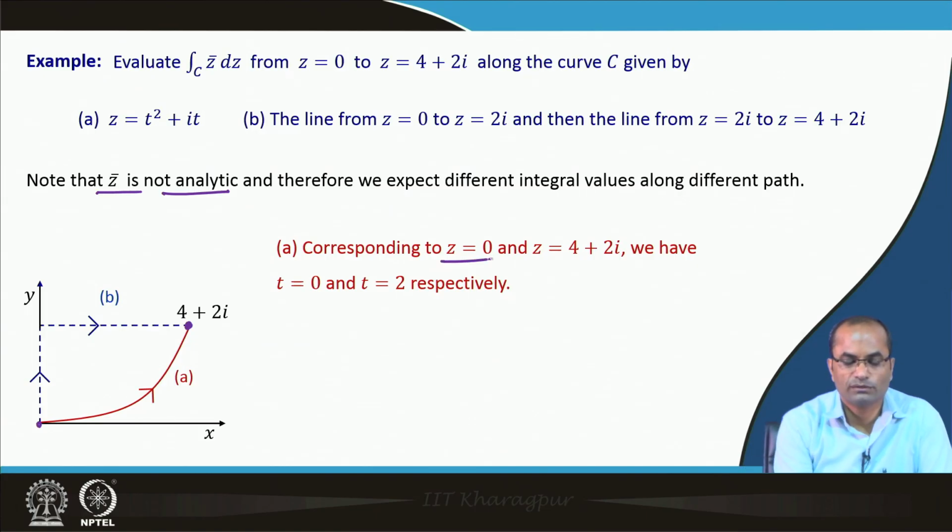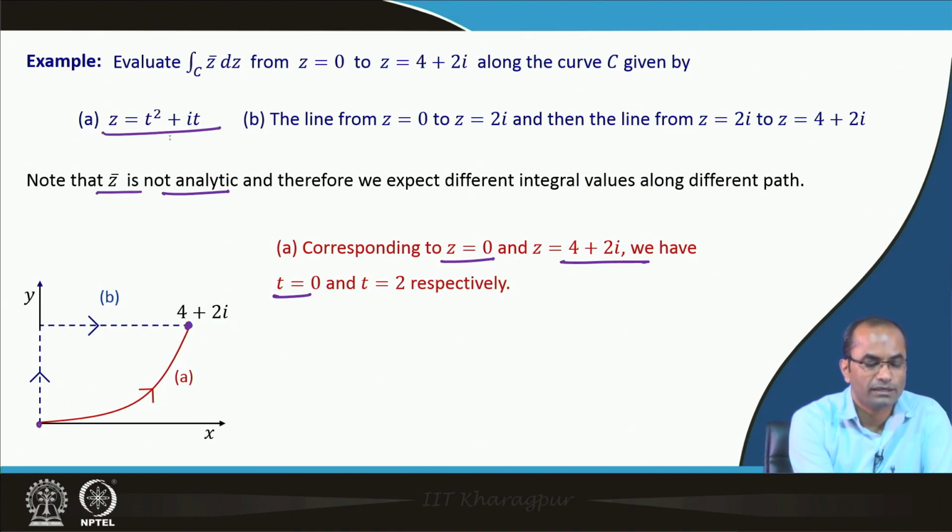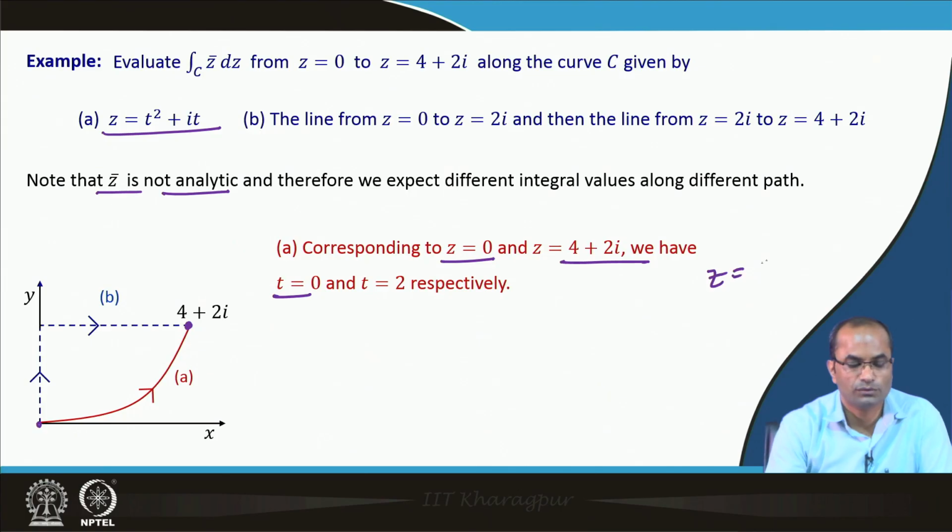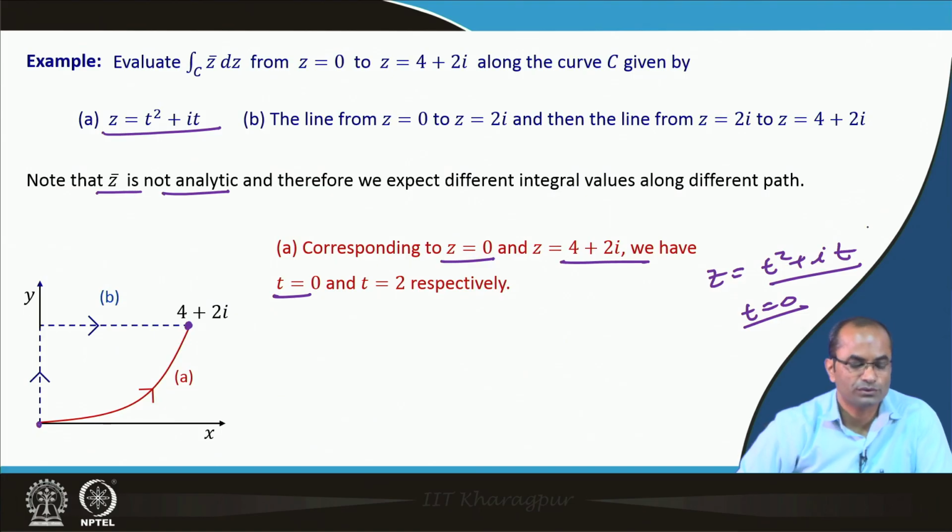First, z from 0 to this point, corresponding to these two points. If we look at the parametric equation, z is equal to t² plus i t. So at t equal to 0 we are at 0, and at t equal to 2 we have 4 plus 2i, the end point. So in terms of t we are varying from 0 to 2.